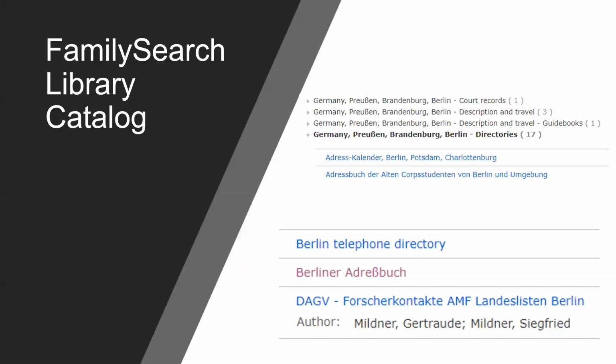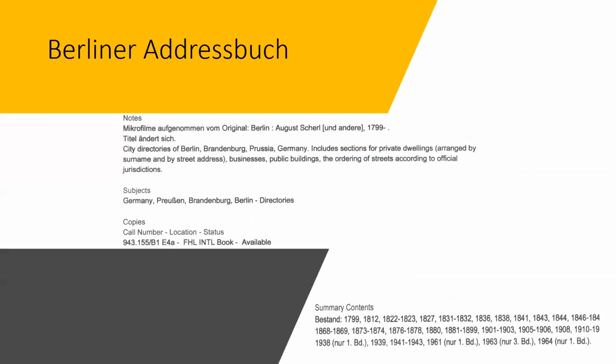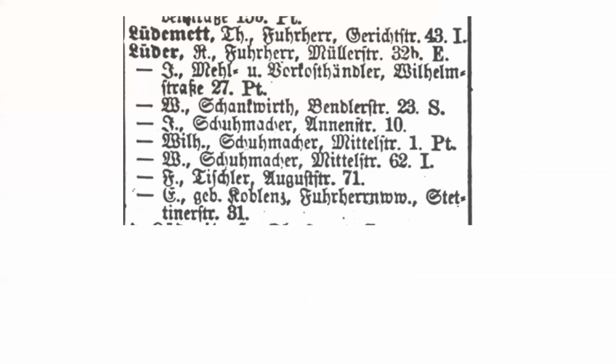To look up German address books in the FamilySearch Library catalog, you must look under the name of the town and under the subheading Directories, and then under Address Books. A check for the city of Berlin in the FamilySearch Library catalog for address books showed that Berlin had them from 1799 to 1964. Address books list family heads alphabetically by surname, given name, occupation, and address.